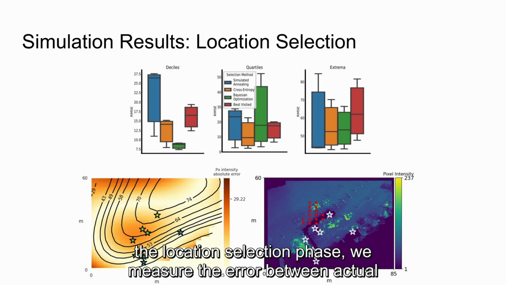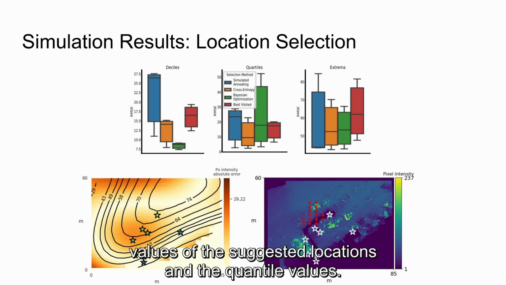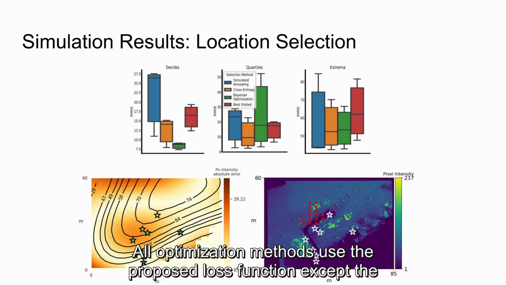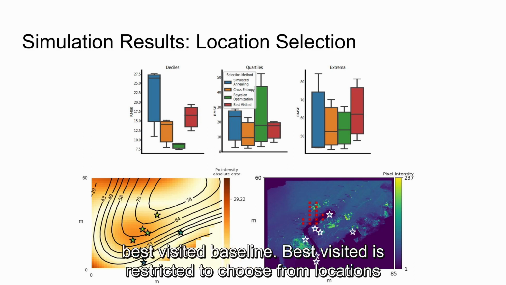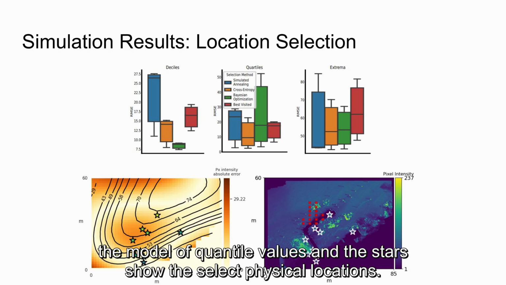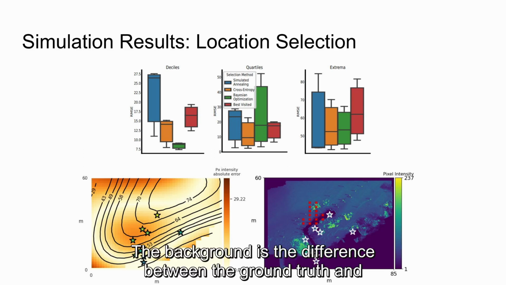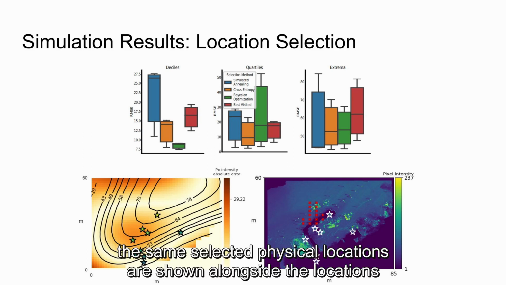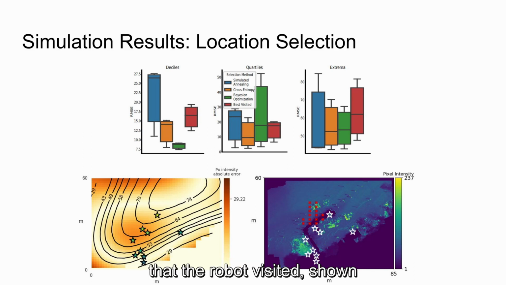To evaluate the location selection phase, we measure the error between actual values of the suggested locations and the actual quantile values. The figure on top shows results from our drone experiments. All optimization methods use our proposed loss function except the best visited baseline. Best visited is restricted to choose from locations the robot was able to measure at. Below, the black lines show the contours of the model quantile values, and the stars show the selected physical locations. The background is the error between the ground truth and robot models. To the right, the same selected physical locations are shown, alongside the locations that the robot visited, shown as red crosses.